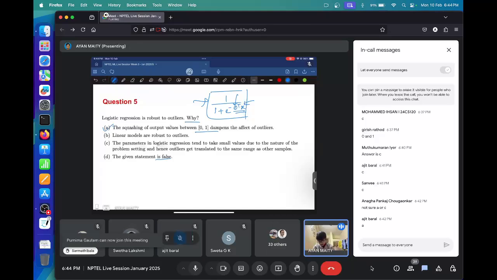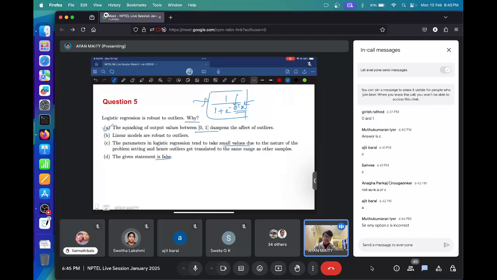Some of you have written option C, that the parameters in logistic regression tend to take small values due to the nature of the problem setting, but that is not correct. These parameters, the theta values, can range from minus infinity to infinity, anything, but this logistic function would bring it down to the range 0 to 1. So these parameters taking small values is not correct. If we apply different regularization techniques, like ridge regression or lasso regression that we have learnt in the previous week, then these parameters would take small values, but in general it can take any value.